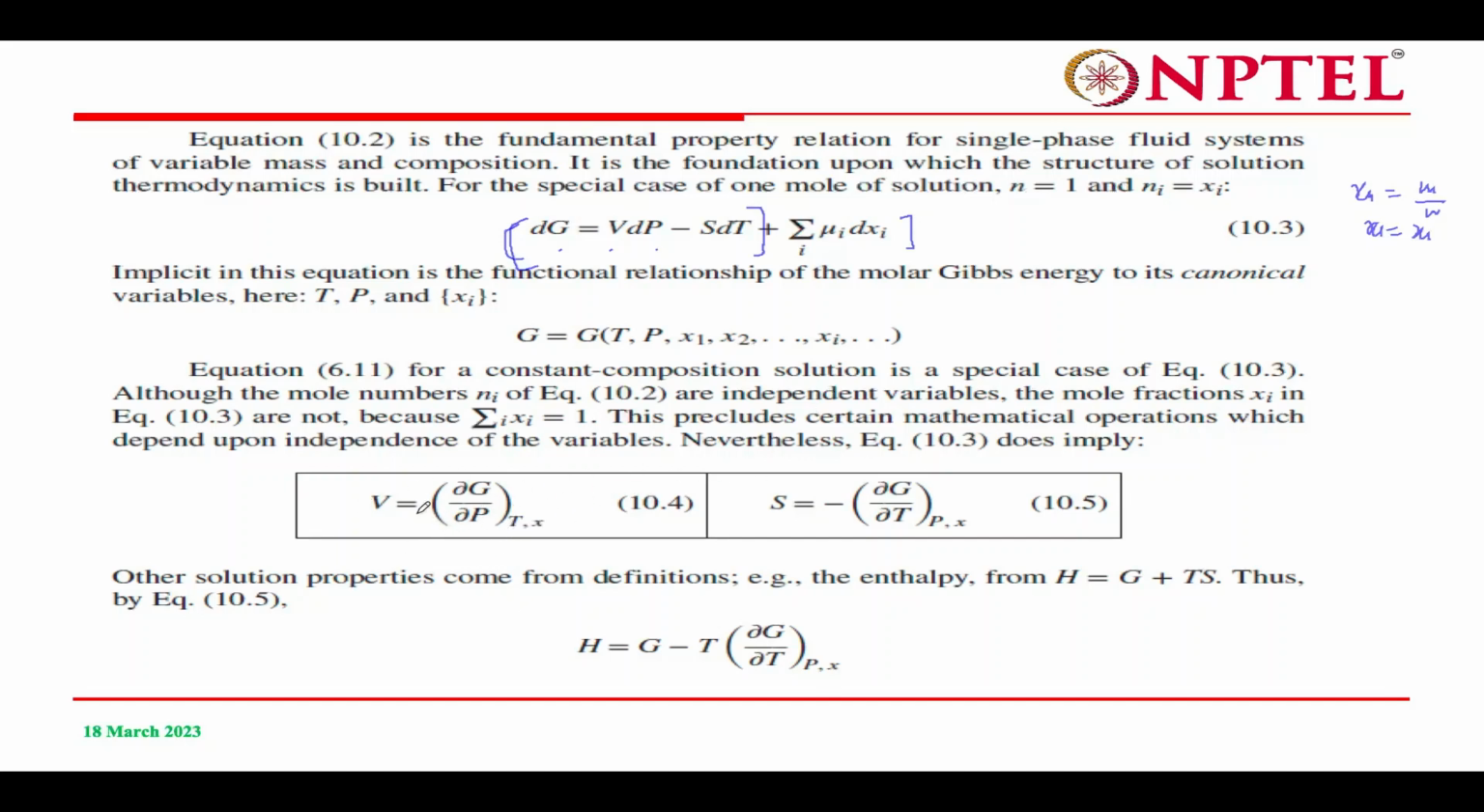So you will get V equal to dG by dP at constant temperature and mole fractions x. S is equal to minus dG by dT at constant P and x. Then consider the summation of xi equal to 1. From these relations, we can write down the enthalpy. We know H is equal to G plus TS, so by these terms we will get H equal to G minus T times dG by dT at constant P and x.